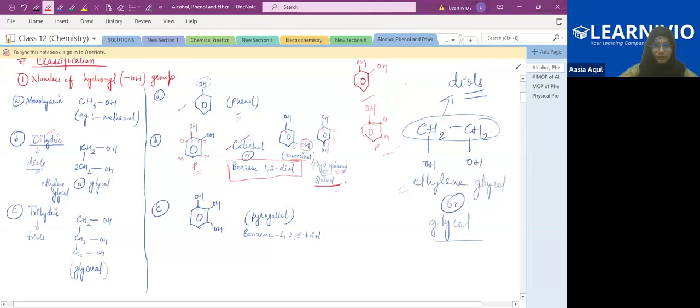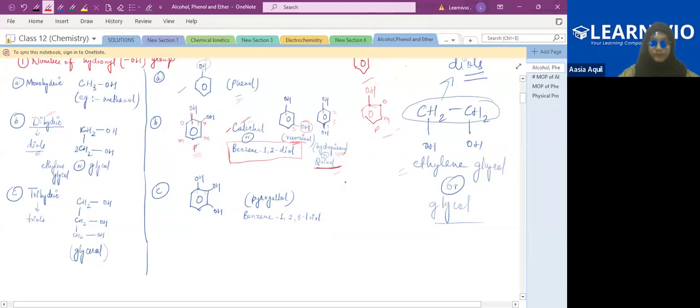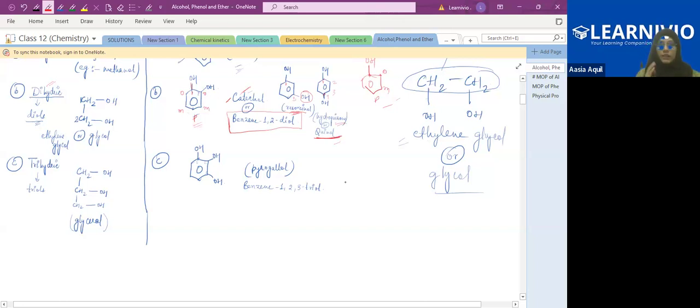Clear, everyone? Yes, ma'am. Next, the third classification is trihydric. What does trihydric mean? Tri means three, and hydric means hydroxyl group. When three hydroxyl groups are present in the aliphatic chain or in the aromatic system, we call it a trihydric type of molecule. This is also known as triols, because three hydroxyl groups are attached.